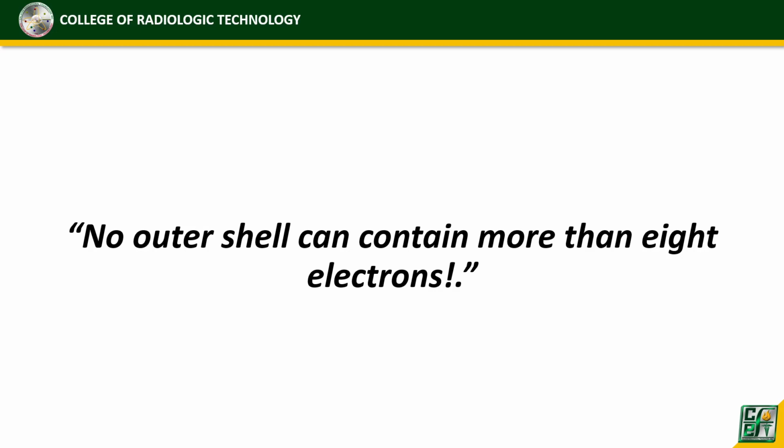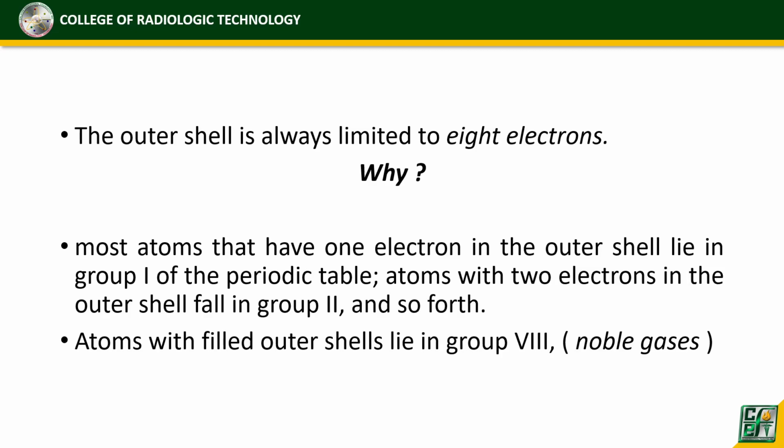Okay. Stable atom. Ano ibig sabihin noon? Ibig sabihin noon na siya ay most likely hindi siya makikipag-interact or wala siyang reaction sa other elements or other molecule or atom. Kaya yung ating group ay hanggang 8 lang. Okay. So usually, yung nandun sa group 8, siya yung noble gases. Okay. So the outer shell is always limited to 8.